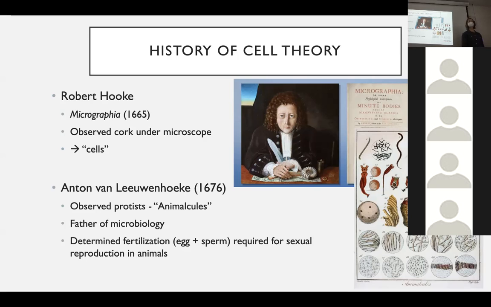So those two guys' names, you want to know their names and sort of what part of the knowledge of cells to attribute to them. So Robert Hooke discovered cells. He was the first one to see cells under a microscope. And then van Leeuwenhoek was father of microbiology and determined that fertilization is required for sexual reproduction. So those are the first two names. There's not many more. I think there might be 4 more, but they're grouped in 2s.